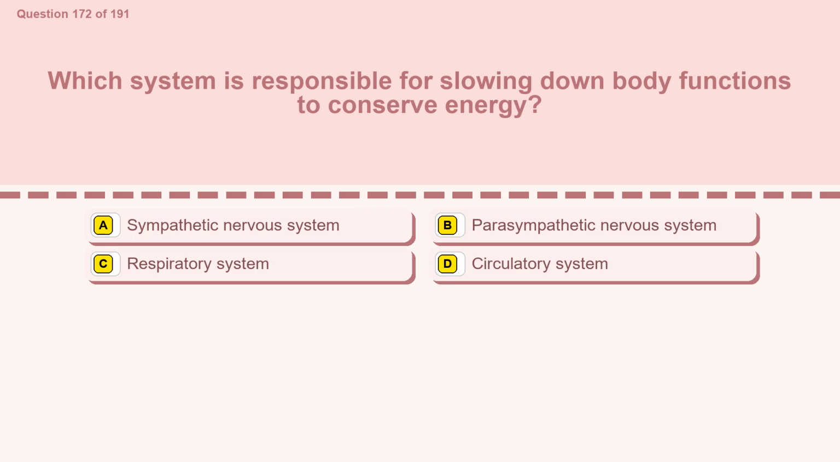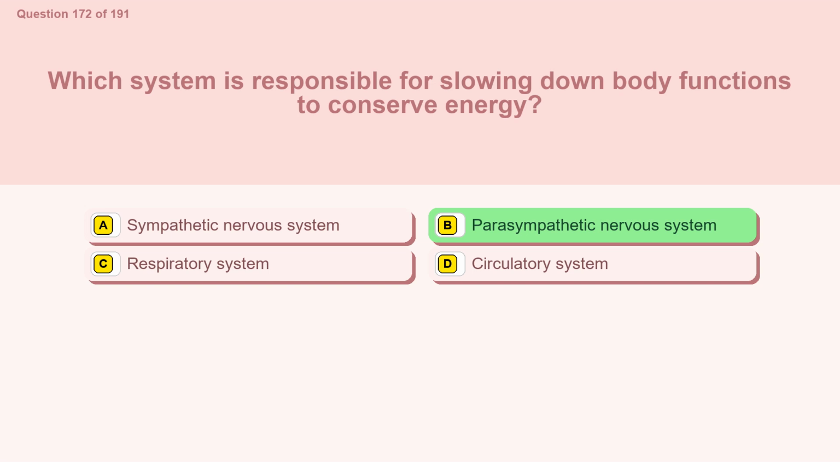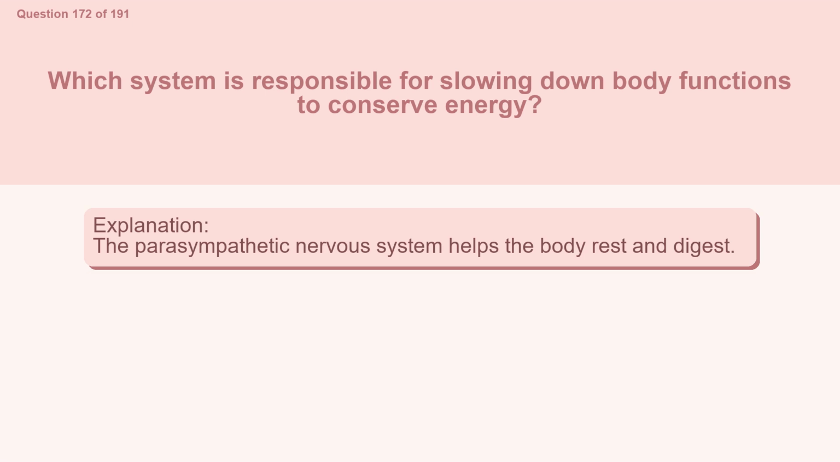Question 172. Which system is responsible for slowing down body functions to conserve energy? Option A, sympathetic nervous system. Option B, parasympathetic nervous system. Option C, respiratory system. Option D, circulatory system. The correct answer is option B, parasympathetic nervous system. The parasympathetic nervous system helps the body rest and digest.